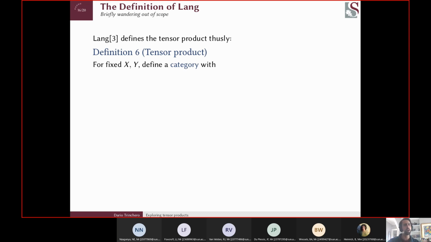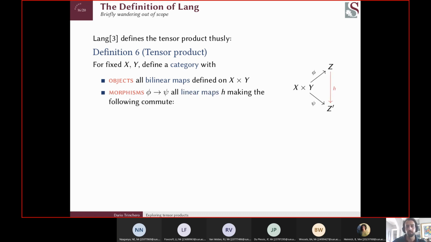But I just wanted to remark that one of the most famous algebra textbooks is that by Lang, and Lang gives a definition kind of different to all the ones that I've given, at least on the surface, which is he defines a category where we have bilinear maps as objects, and morphisms are the linear maps H that make the following diagram commute. And then his definition of the tensor product is just an initial object in this category. That is an object that has a unique morphism to every other object.